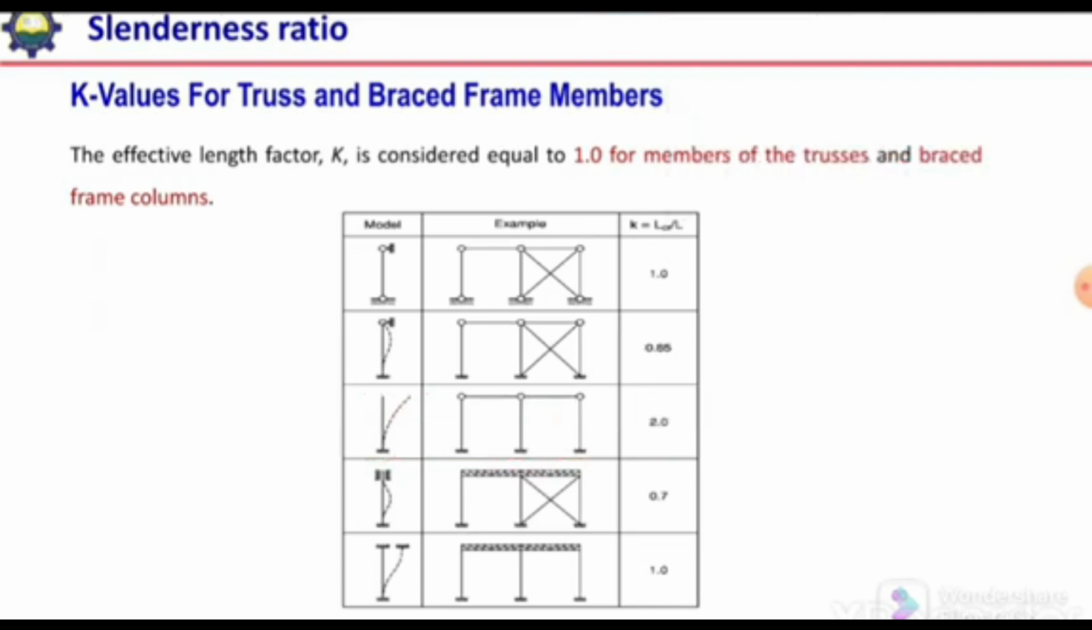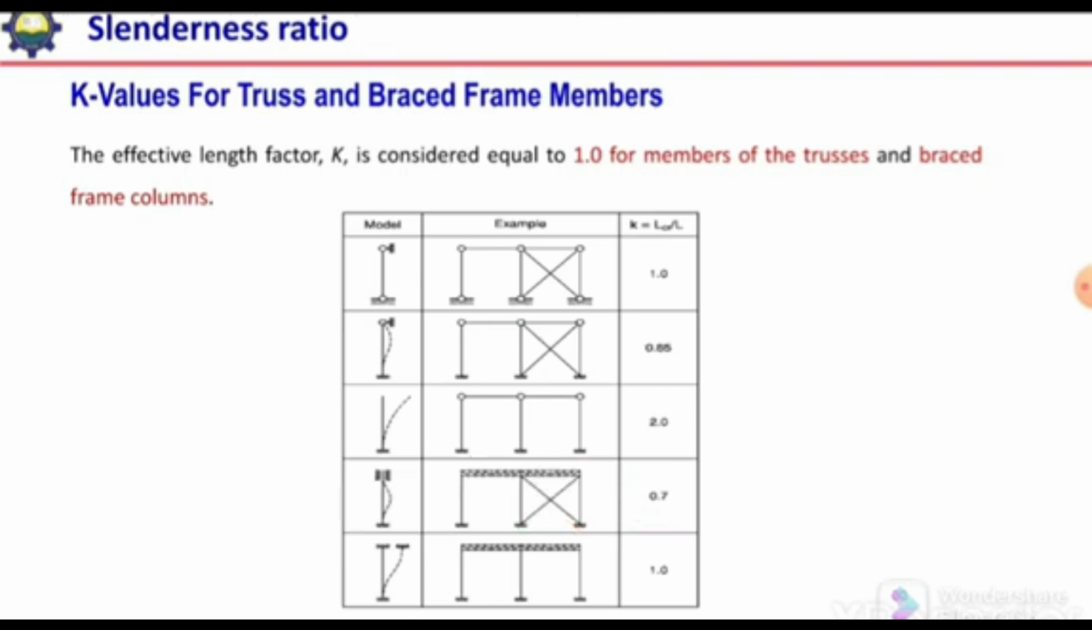Similarly, if we have a frame in which the beam is rigid, and the side sway is also prevented by using bracing, in that case we will have fixed support at the top as well as fixed support at the bottom. So in that case the scenario will be this one, and we will have 0.7 value of K.